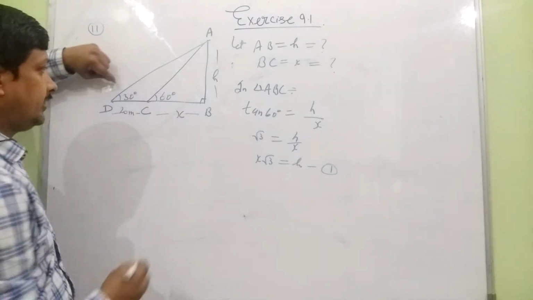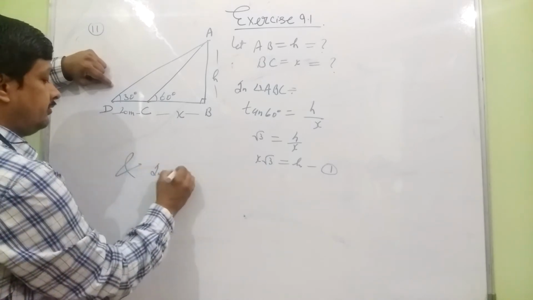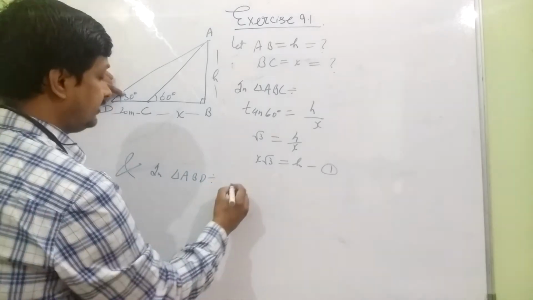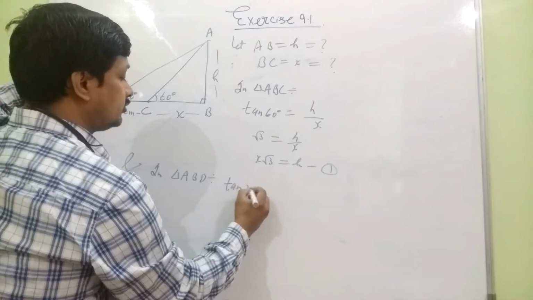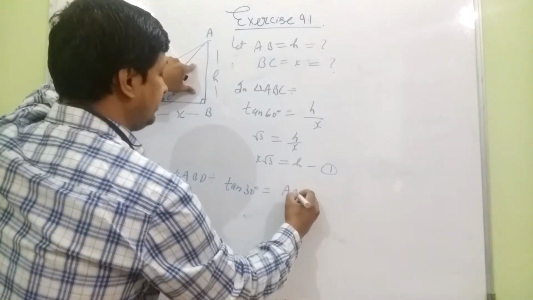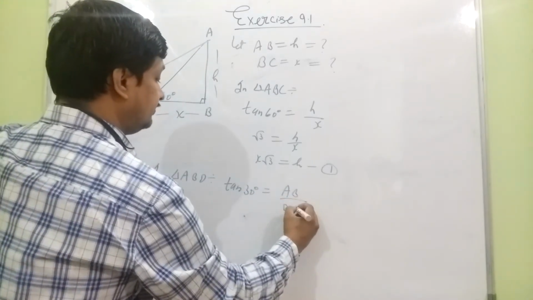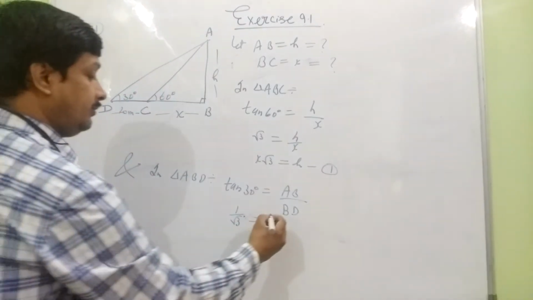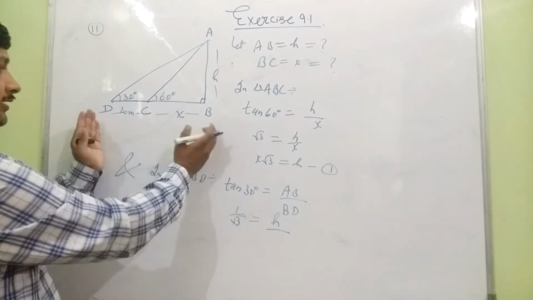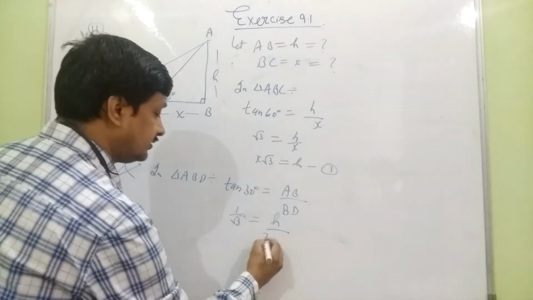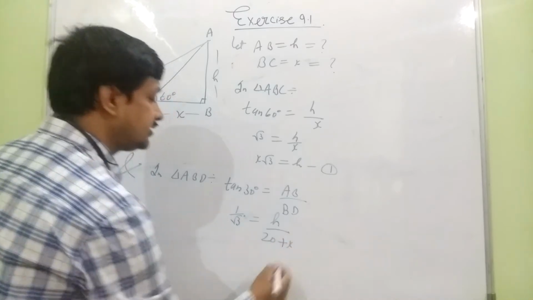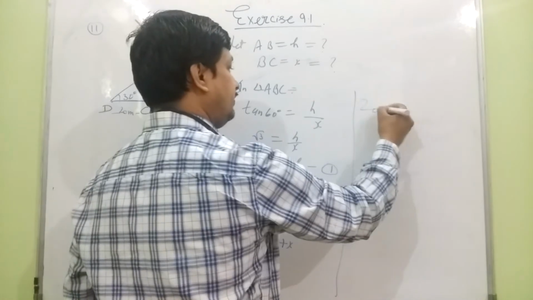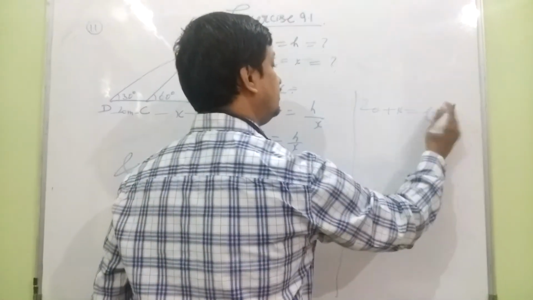Now take the other triangle, which is triangle ABD. In this triangle ABD, tan 30 degree equals perpendicular AB upon base BD. So tan 30, you know, is 1 by root 3, and AB we have considered to be H, and BD will be 20 plus X. You can see from the figure, 20 plus X. Now cross multiply: 20 plus X equals H root 3.